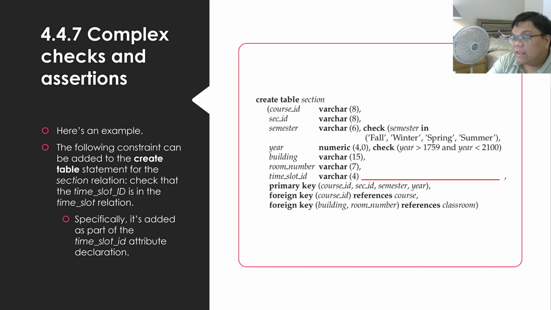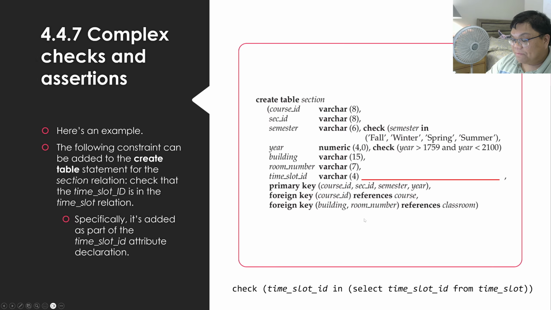So, timeslot ID varchar 4, and I have a blank here. We can add a constraint to this table declaration: check that the timeslot ID is in the timeslot relation. Specifically, it's added as part of the timeslot ID attribute declaration. So we can add a check clause for timeslot ID that says, if we add this timeslot ID, we have to make sure it is in the table of timeslots. And that's the full check clause that we can just slot into this blank here. Check timeslot ID in select timeslot ID from timeslot.